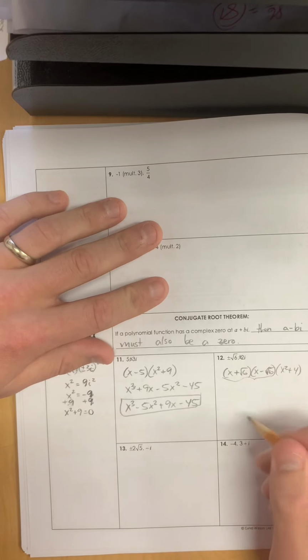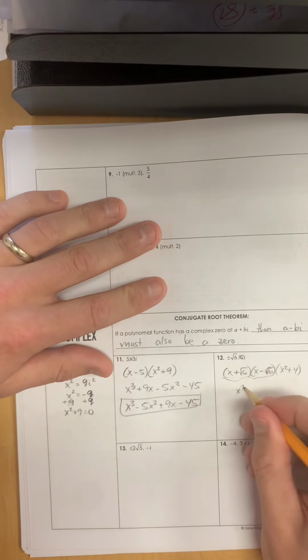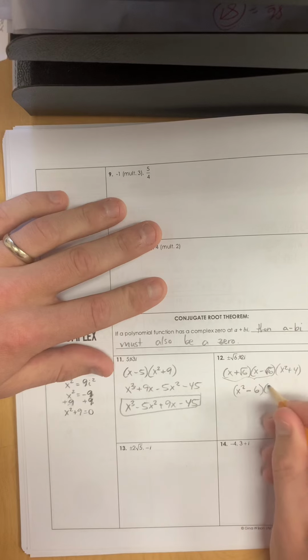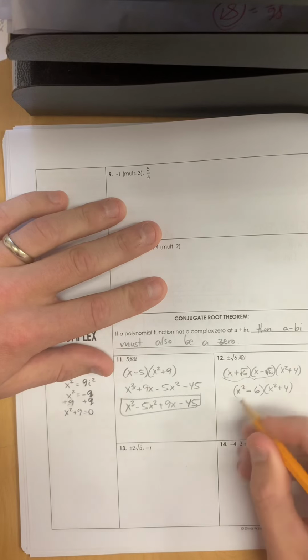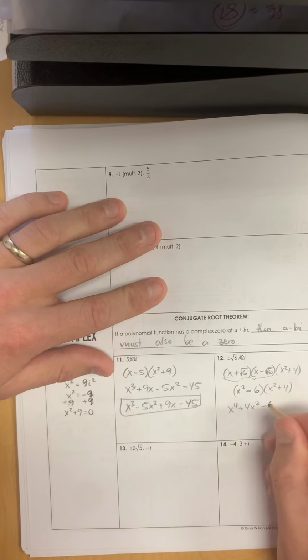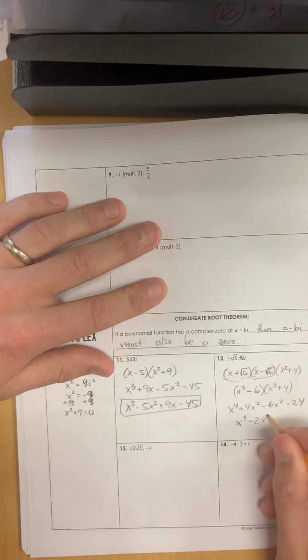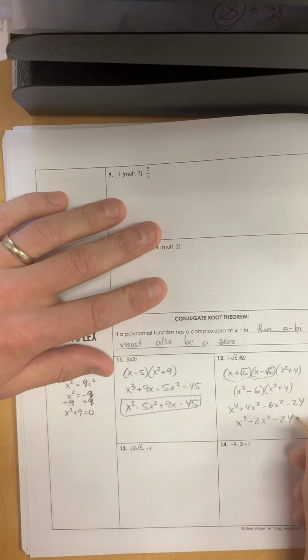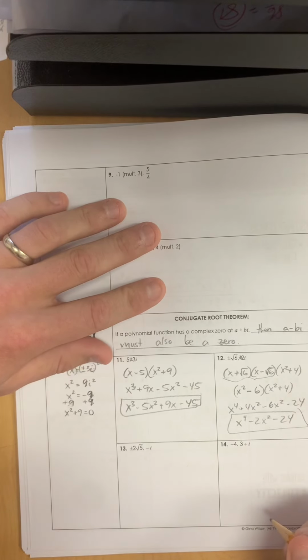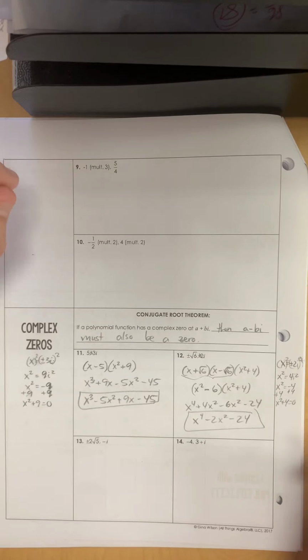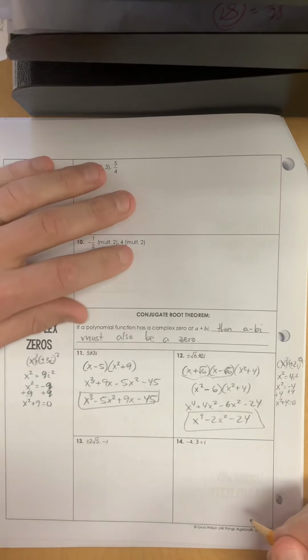So first multiply these guys, and you're going to get x squared, looks like minus 6. And then we have this x squared plus 4 as well. And then just FOIL it. And you get x to the 4th minus 2x squared minus 24 as your answer. All right, and then the last one I want to show you is number 14.